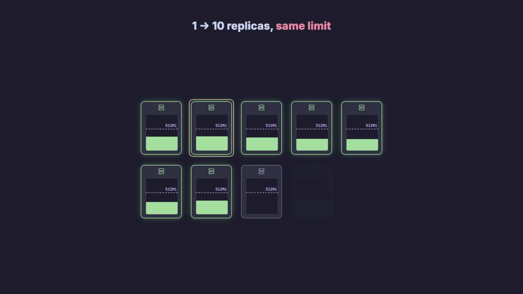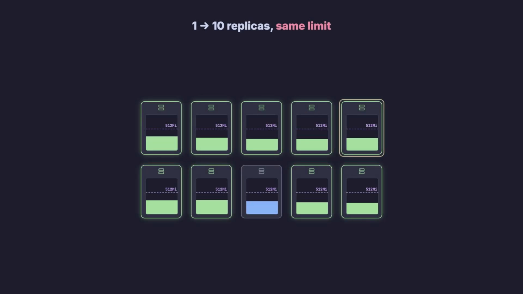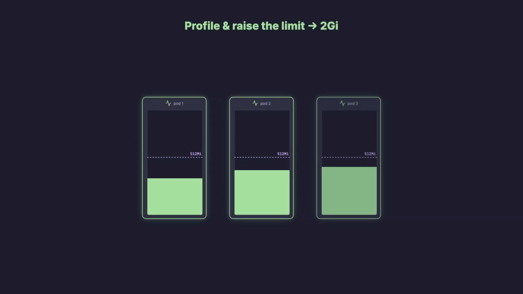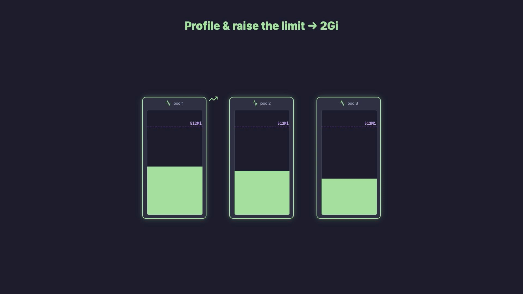Often the right intervention is to profile memory usage under representative load, then raise the limit to something like 2 GB while keeping the number of replicas constant, or even reducing replicas because you no longer need as many to handle the same traffic when each pod can stay alive through bursts.